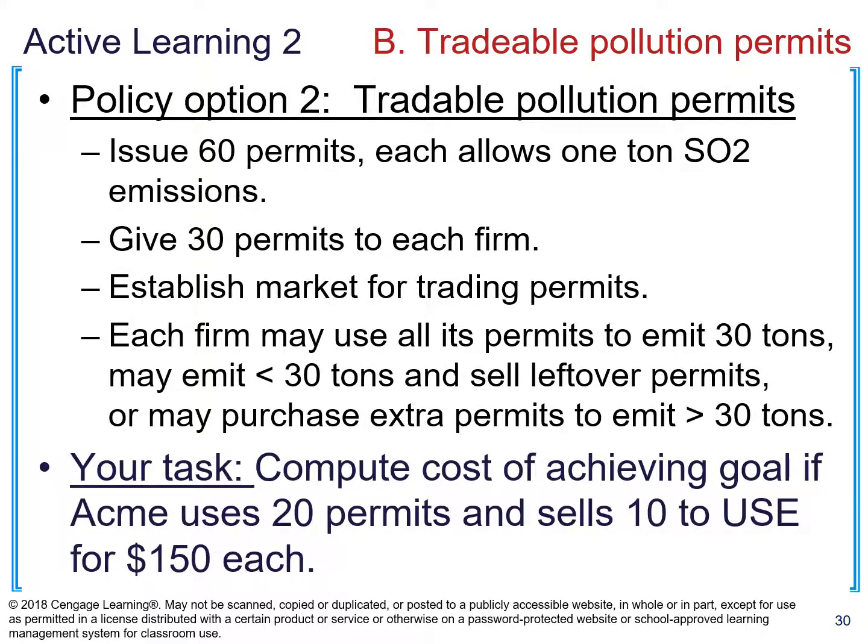The second policy is issuing 60 permits, each allowing 1 ton of sulfur dioxide emission. Give 30 permits to each firm, and then establish a market for trading permits. Each firm may use all its permits to emit 30 tons, may emit less than 30 tons and sell leftover permits, or may purchase extra permits to emit more than 30 tons. Compute the cost of achieving the goal if Acme uses 20 permits and sells 10 to US Electric for $150 each. Take a minute and calculate that before moving on to the next slide.